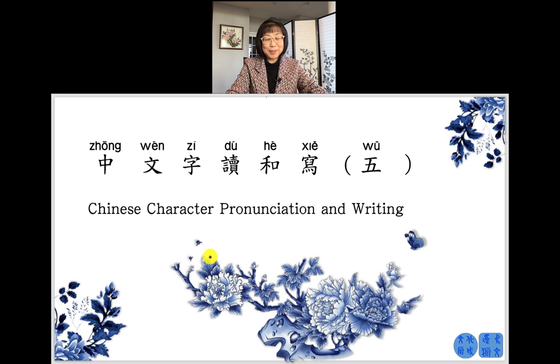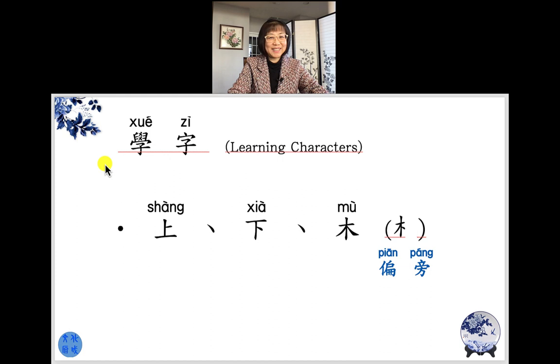In today's section, we're going to have two parts. First, review the new characters. And the second, we're going to have some fun together. Three new characters for this week. All of them the fourth tone.